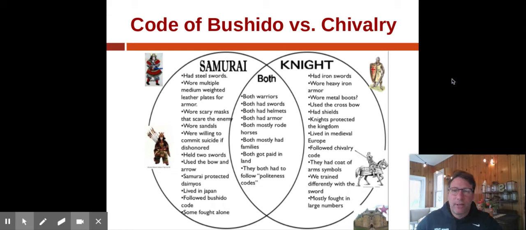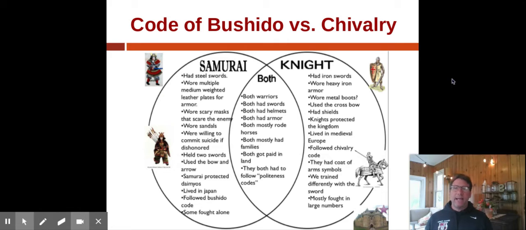This slide, you can take a look at this, and I do have some questions about this on the question sheet. So take a look when you get an opportunity. The Code of Bushido is the ethical code that the samurai lived by. The Code of Chivalry is the ethical code that knights in Europe lived by.